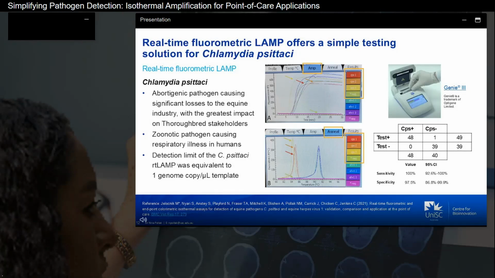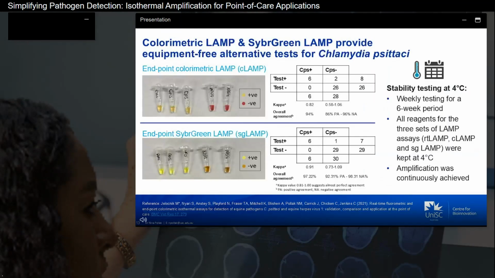Now, if a real-time fluorometer like the Genie isn't available, colorimetric and CYBR Green LAMP methods offer effective, equipment-free alternatives using just a heating block. At the top of the slide, you can see an example of an endpoint colorimetric LAMP. Here, positive samples turn yellow, while negative samples are red, allowing for straightforward visual interpretation. Below, there's the endpoint CYBR Green LAMP. In this method, positive samples appear yellow and negative samples turn brown, also enabling easy visual assessment.